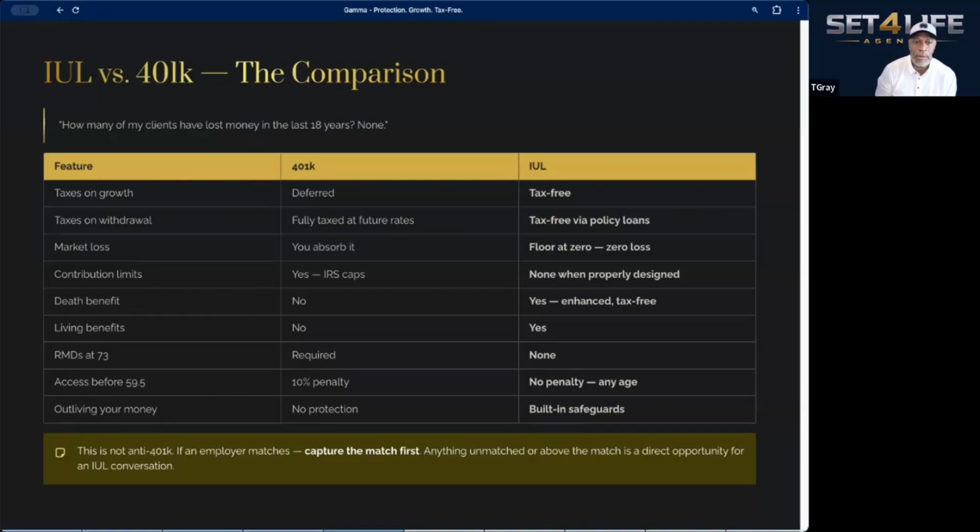Can you access it before 59.5 years old? Sure you can with a 401k, but you're going to pay a 10% penalty. IUL, no penalty at any age. Can you outlive your money with a 401k? 401ks don't offer any protection for that, but IULs offer a built-in safeguard. Now, are we anti-401k? No way, right? Especially if you have a situation where the employer is matching it, why not take the free money? But anything that's not matched or anything above the match should be going into an IUL.